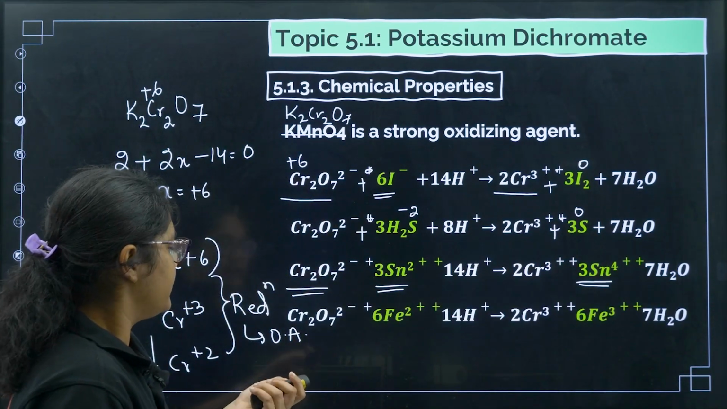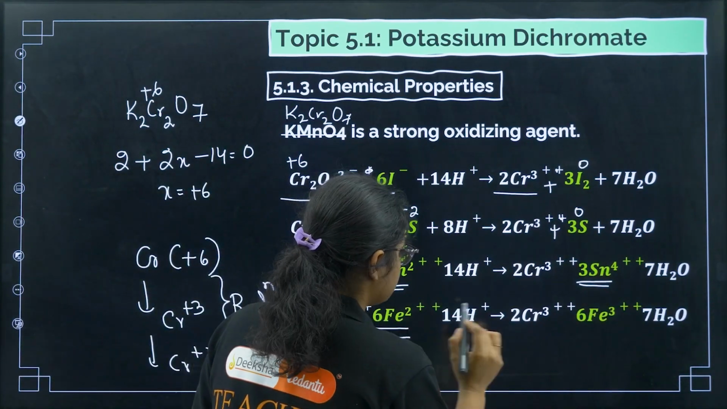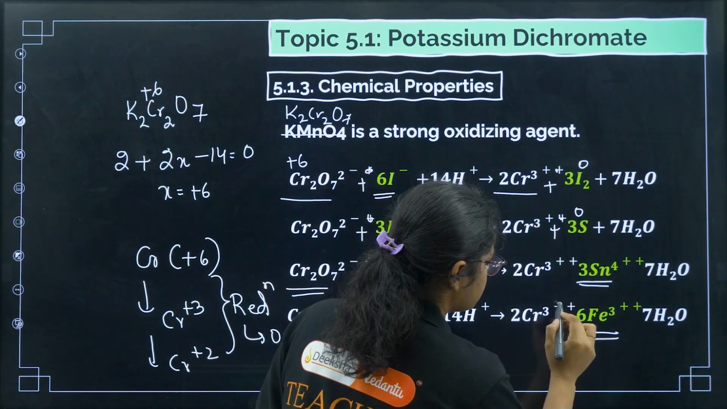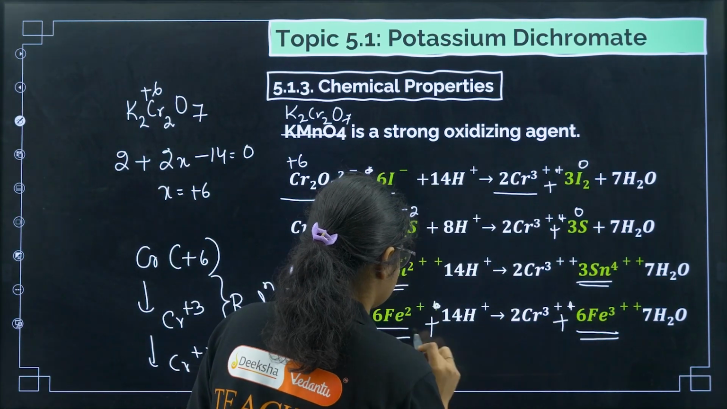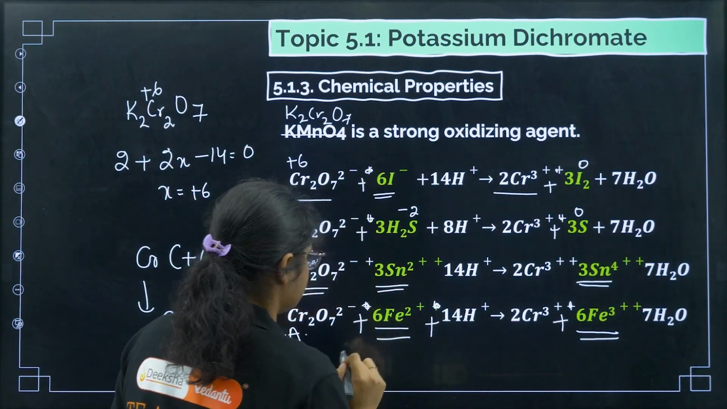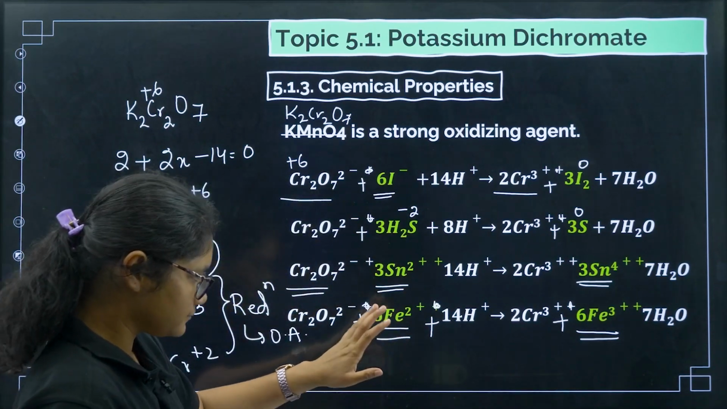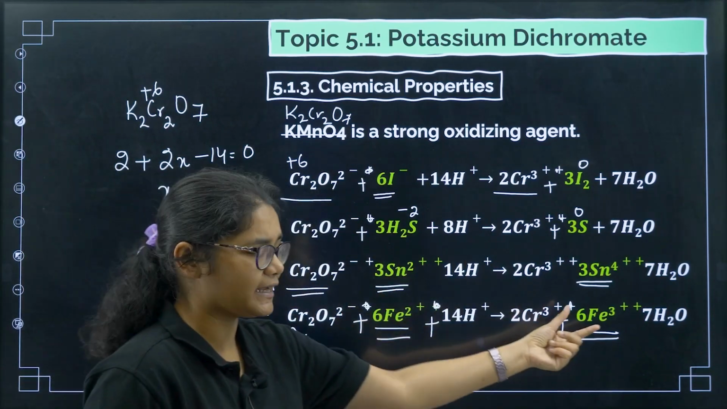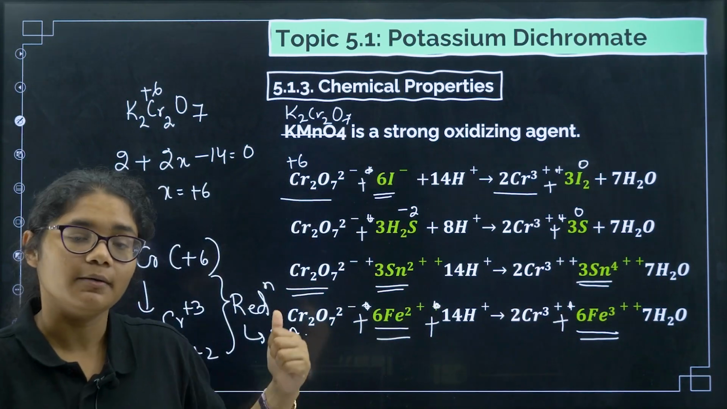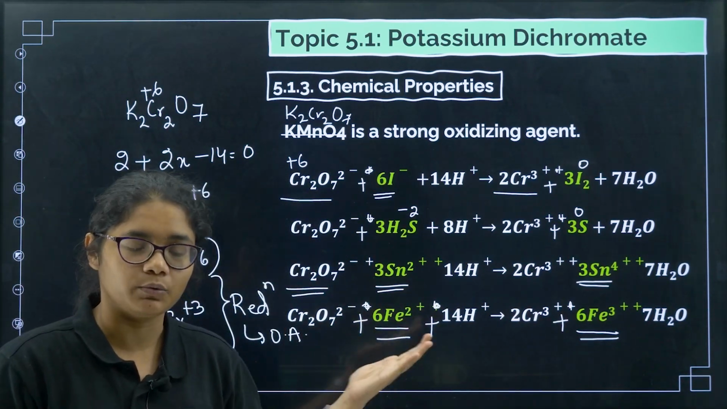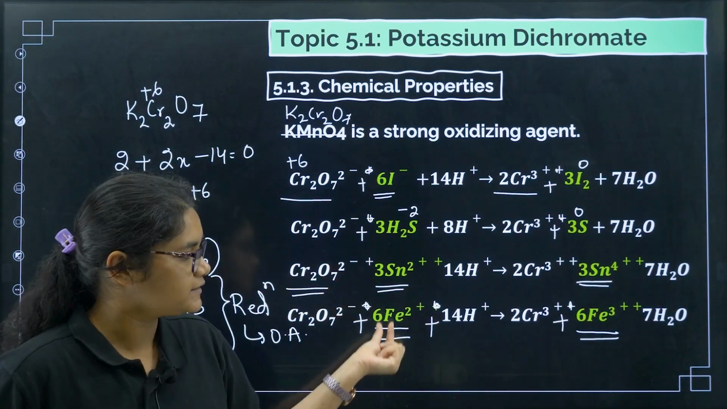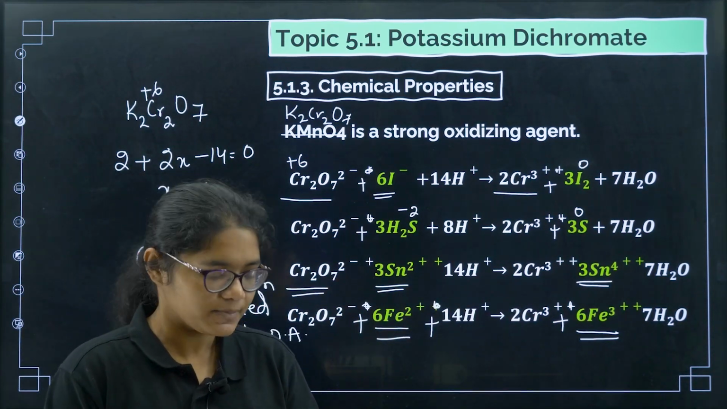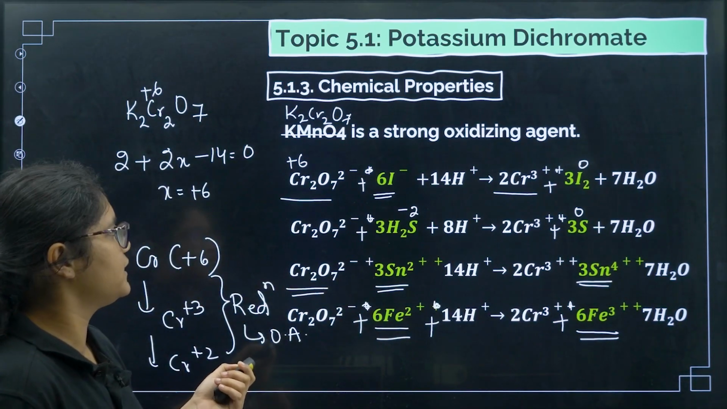Okay. Next, Fe2 plus is getting oxidized to Fe3 plus. So Fe2 plus is getting oxidized to Fe3 plus by whom? By potassium dichromate, or you can say only dichromate. So dichromate will itself undergo reduction and will oxidize the other species. Clear? So with this, potassium dichromate is done.